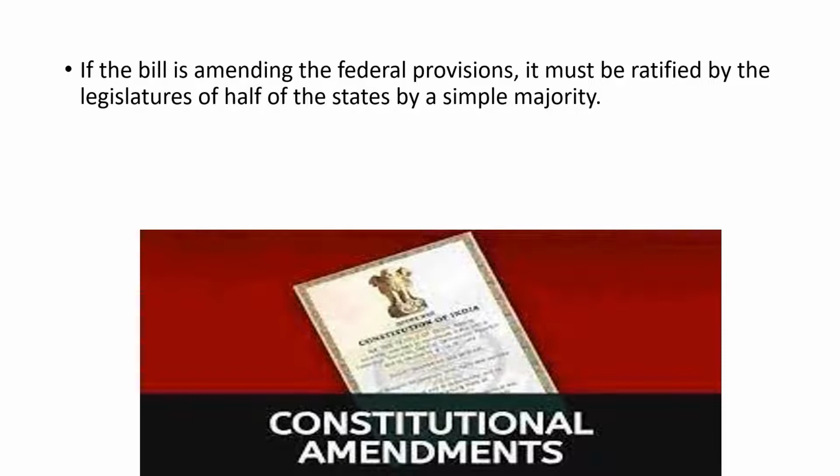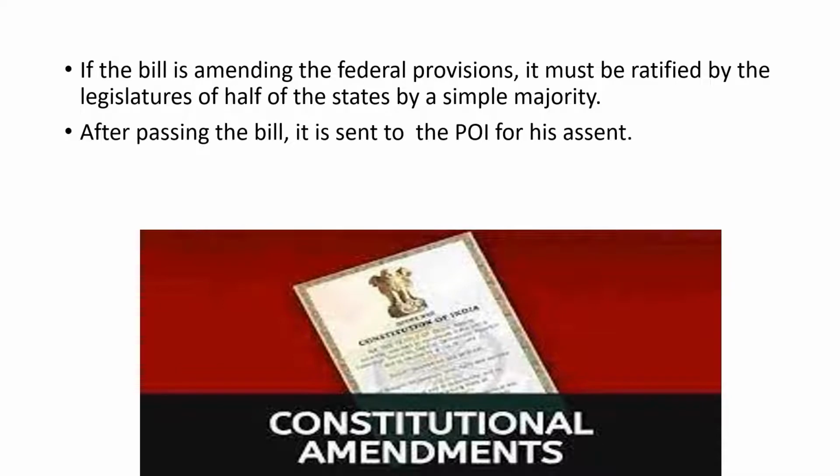If the bill seeks to amend the federal provisions of the Constitution, it must also be ratified by the legislatures of half of the states by a simple majority, that is, a majority of the members of the House present and voting. After being duly passed by both the houses of the Parliament and ratified by the state legislatures, where necessary, the bill is presented to the Honorable President of India for his assent. The President must give his assent to the bill. He can neither withhold his assent to the bill nor return the bill for reconsideration of the Parliament.